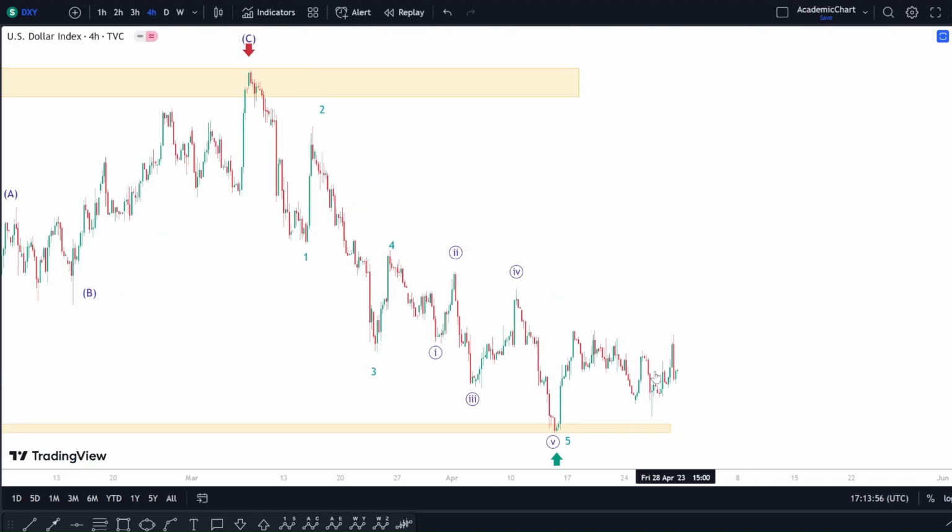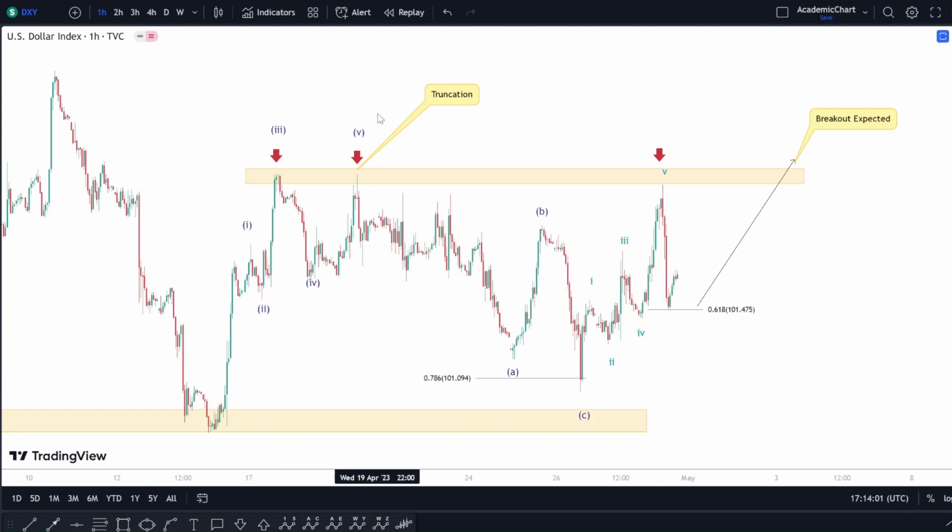However, for a better understanding, I have done a little more analysis on this hourly chart, which I usually don't do, just to clarify what happened last week. After this reversal, I'm seeing a 1, 2, 3, 4, 5 wave structure as the first wave of this reversal, with a truncation of the fifth wave, creating this double top, and after that we have a long ABC.